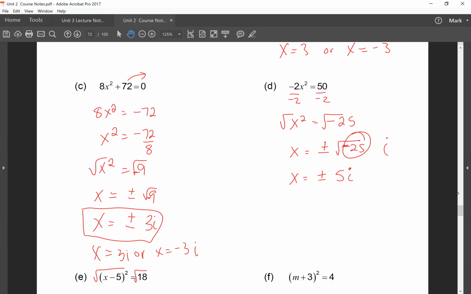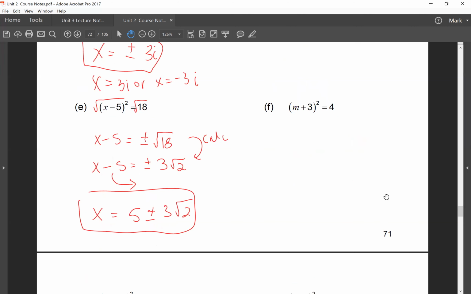For anybody in the chat who didn't put an i in there, you will not get a 0. You might lose half of a mark. But the i has to be there because this is negative. Just like D. Or sorry, just like C.